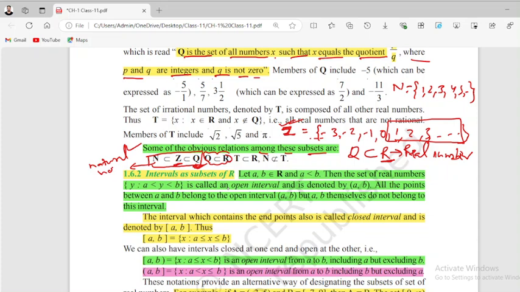Here the set of irrational numbers is represented by T. Those numbers which are not rational are called irrational numbers. So the irrational numbers are also a subset of the real numbers. But the natural numbers cannot be a subset of the irrational numbers.